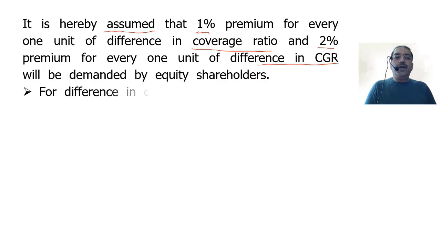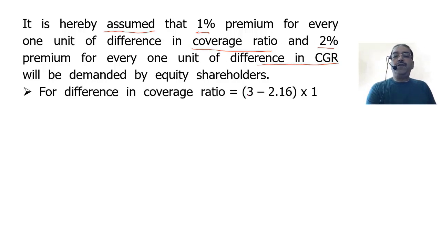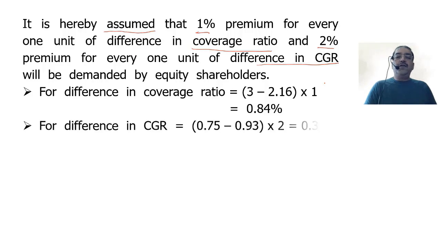Okay. So how will it be calculated? For difference in coverage ratio, 3 times, no? So 3 minus our figure, 2.16, into 1%. That will give me 0.84 into 1%, that is 0.84. Second, for difference in CGR, 0.75 minus 0.93. Industry average was 0.75. Our average is 0.93. Difference in the two into 2. We are not concerned with the plus minus figures here. We are only concerned with the premium. When you multiply this by 2, you will get 0.36. So this much more they are going to ask.